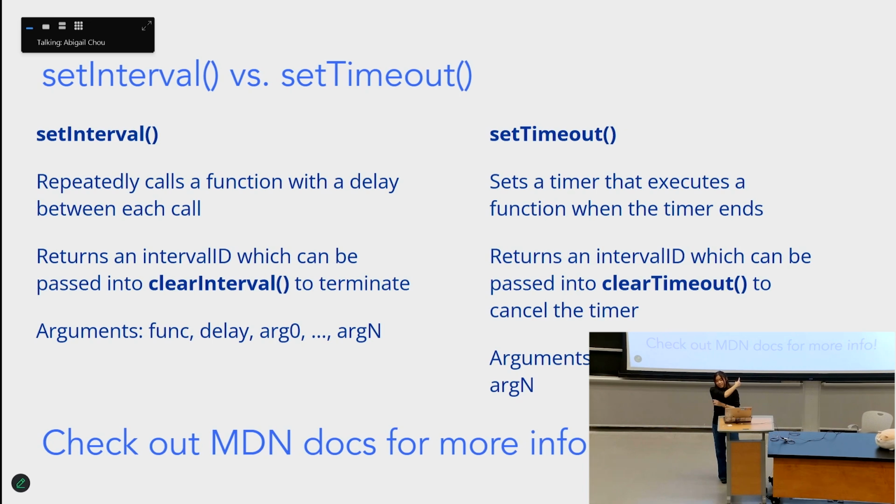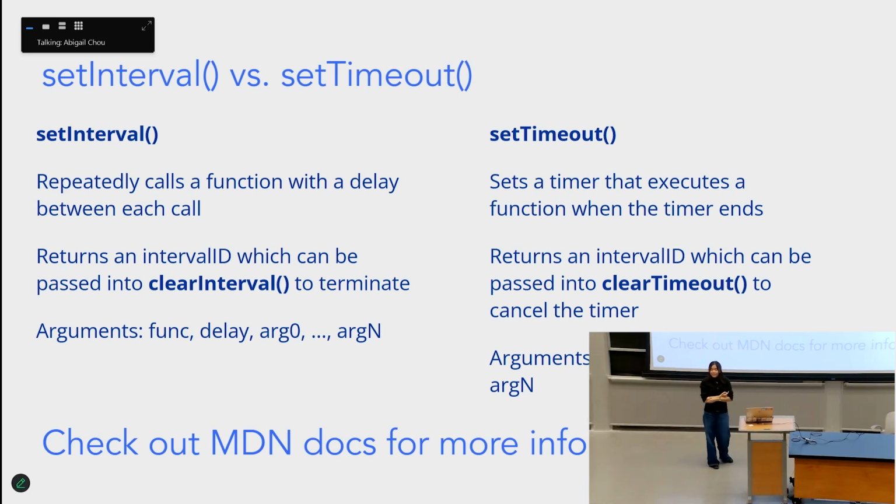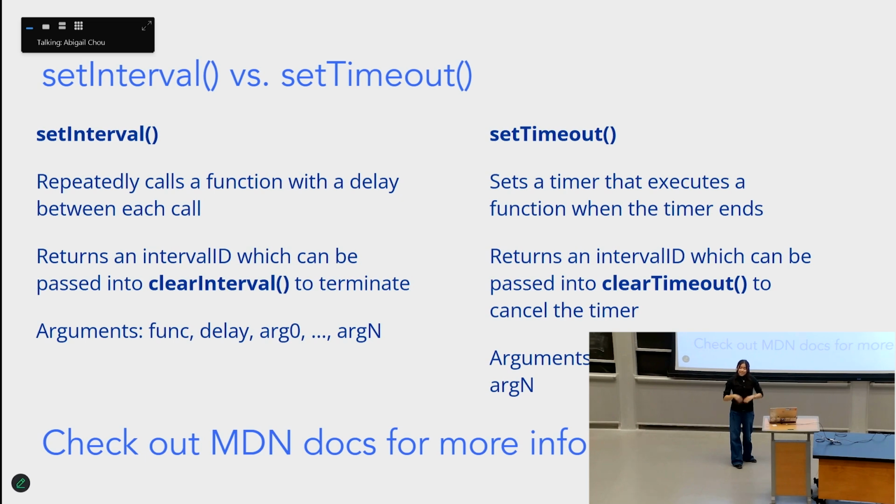But these are two functions that you might find useful in your projects at some point. Set interval calls a function after a delay. Set timeout calls a function at certain intervals. So if we want to call a function every 10 milliseconds or something, we would use set timeout and pass in our function as a callback.